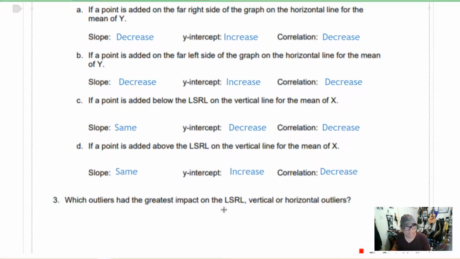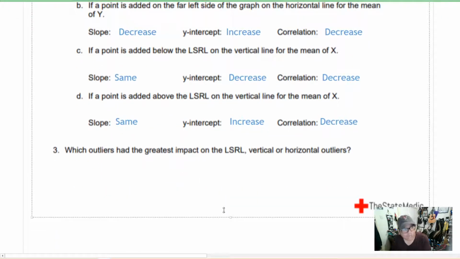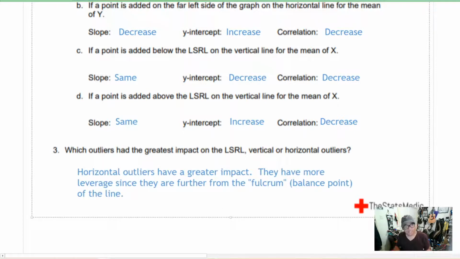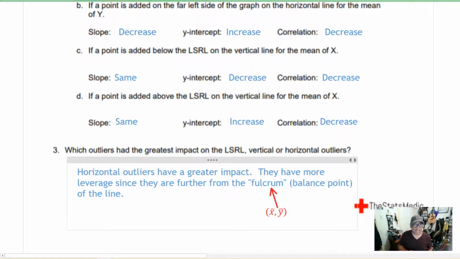So that brings us to the third question here. Which outliers had the greatest impact on the least squares regression line? Vertical outliers or horizontal outliers? So horizontal outliers have the greatest impact. They have more leverage because they're further away from the fulcrum. And what is the fulcrum? I'm glad you asked. The fulcrum is that coordinate x bar, y bar.